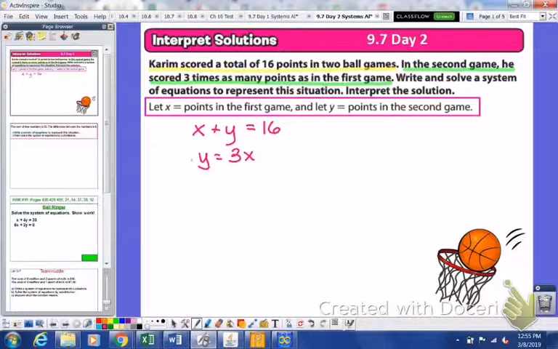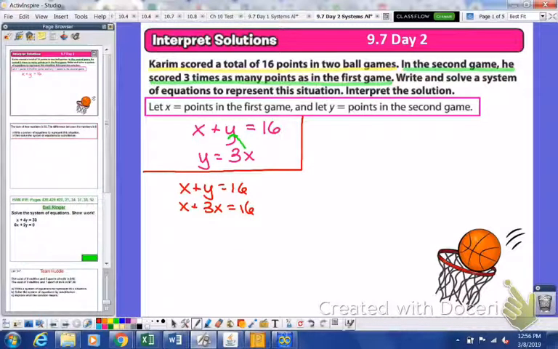We notice that y is already solved for here, so we can substitute in for that y. So if I'm looking at x plus y equals 16, substitute this in. So x plus 3x equals 16. I'm actually going to box this off. How we simplify down, x plus 3x is 4x equals 16. Divide by 4. So x equals 4. Okay, so there's half of our answer.